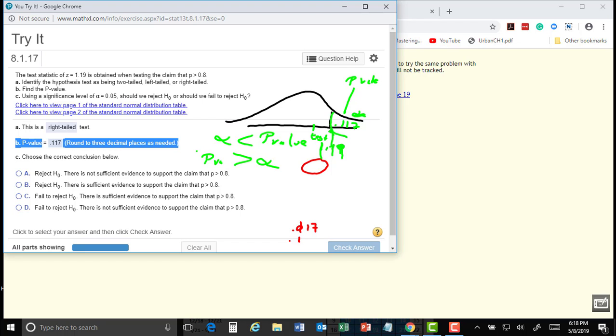So the alpha is smaller, so it has to be this way back, because this area is smaller than that area. We reject this, but it's like we're accepting that. So we're in the reject region, right? So we fail to reject. So we know it's one of these two, and there is sufficient evidence to support that. It's greater than.